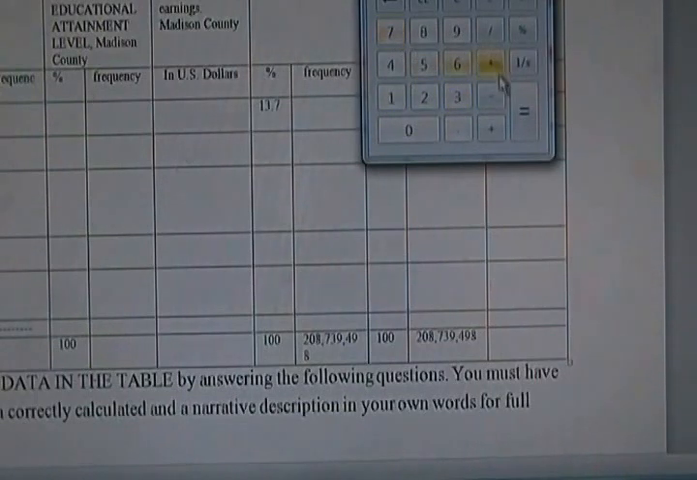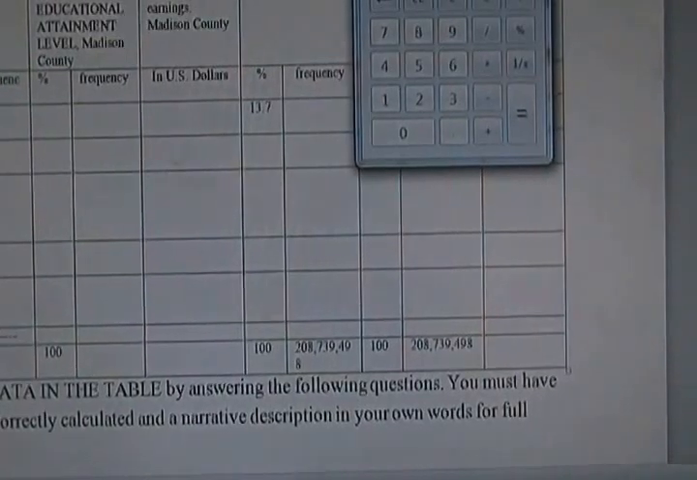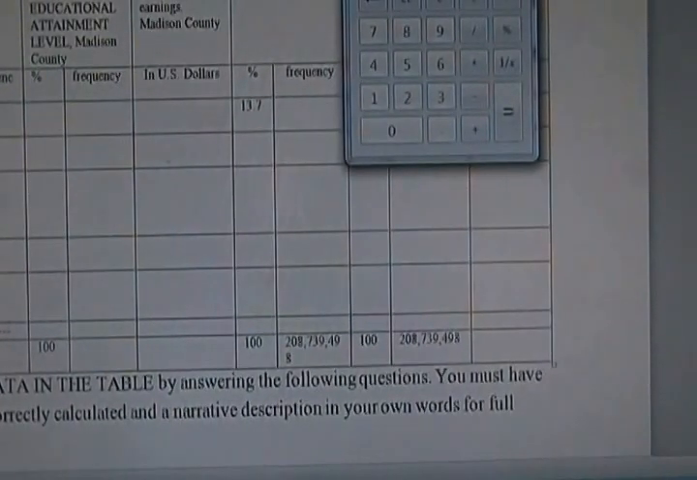0.137 times 208,739,498. Oh yeah, it would be about right. 28,597,311. Okay, when you have decimal places for people, you just knock it off.